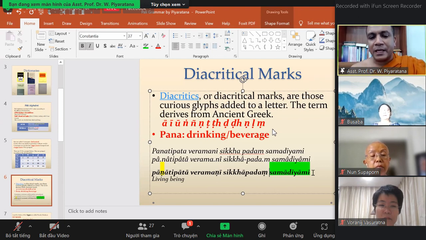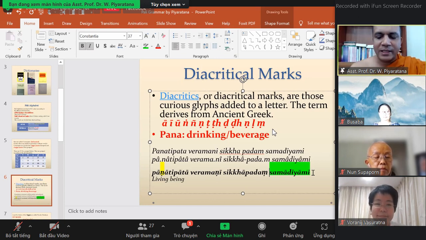Pana atipata. Atipata means killing, destroying. You can take such terms. So I undertake the precept of abstaining from killing beings. I observe the precept of abstaining from killing living beings.